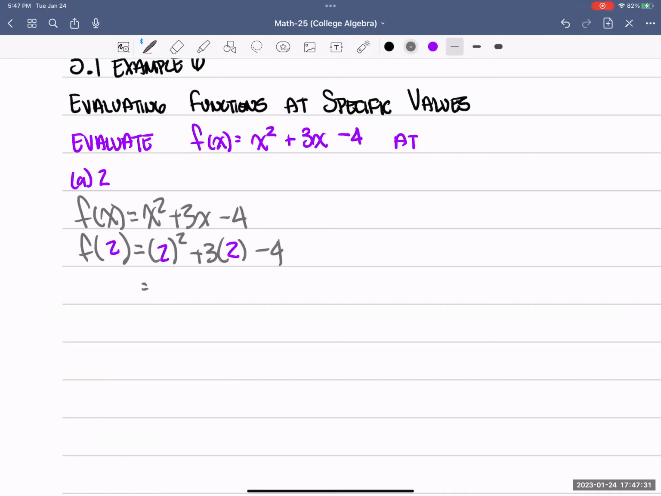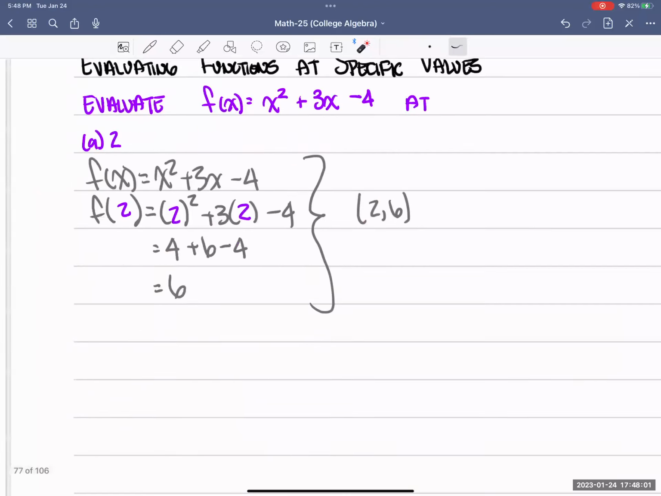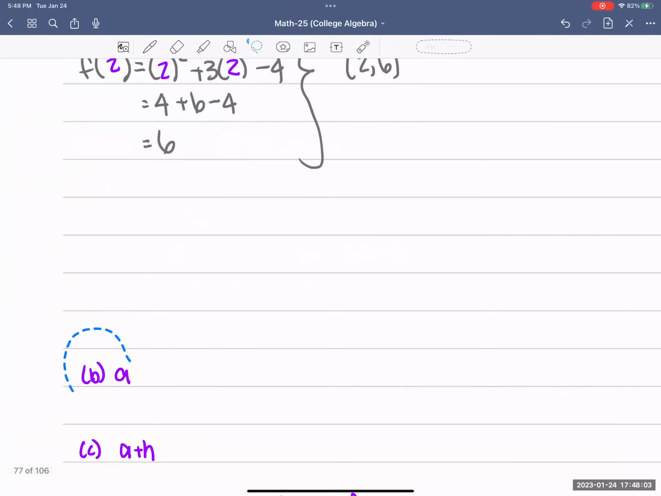And let's simplify. 2 squared is 4. 3 times 2 is 6. Then minus 4. Here it's just equal to 6. This relation here told us that with an input of 2, we have an output of 6. Similar to the previous chapter, we have our xy coordinate, or in this case, we could say x and f of x, input and output. Let's see the next part.